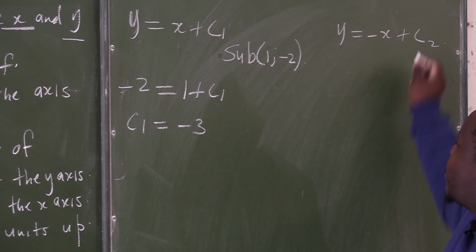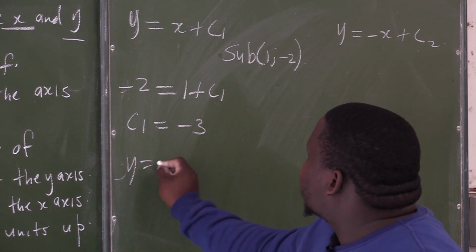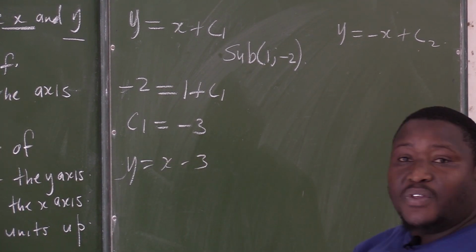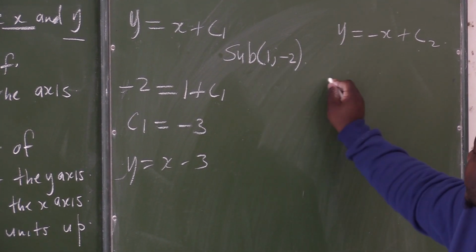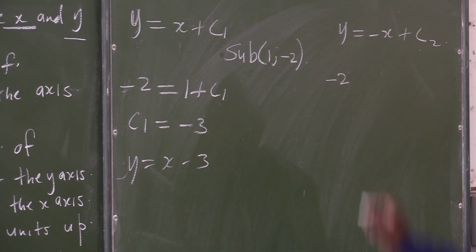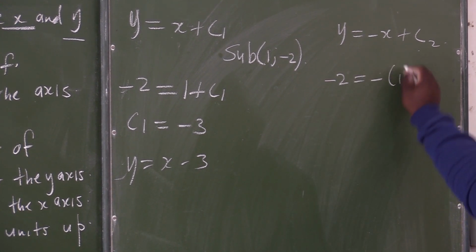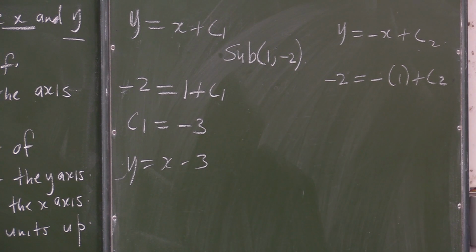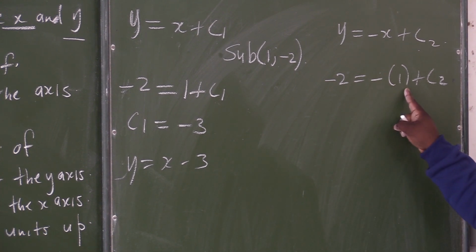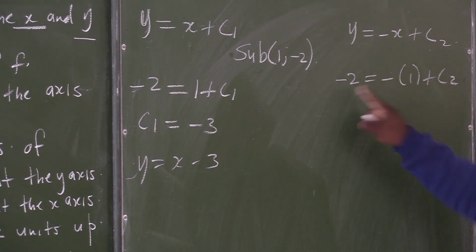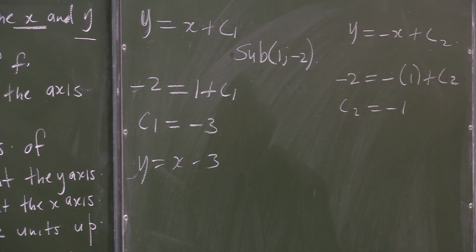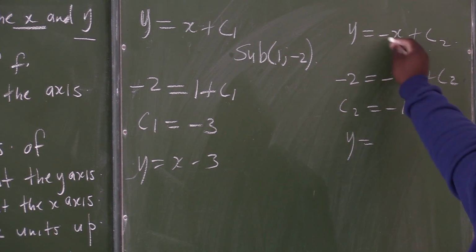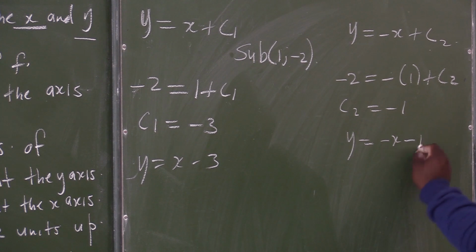But what is my c2 here? Okay, well here y is now x minus 3. This is my line of symmetry. The other one, instead of y, I'm putting a negative 2. Instead of x, I'm putting what? A 1 plus c2. Now let's find c2. Remember, this is negative 1. If I move a negative 1, it becomes a positive. Then you end up with c2, which is a negative 1. So what is the axis of symmetry? This one is y is equal to negative x minus 1.